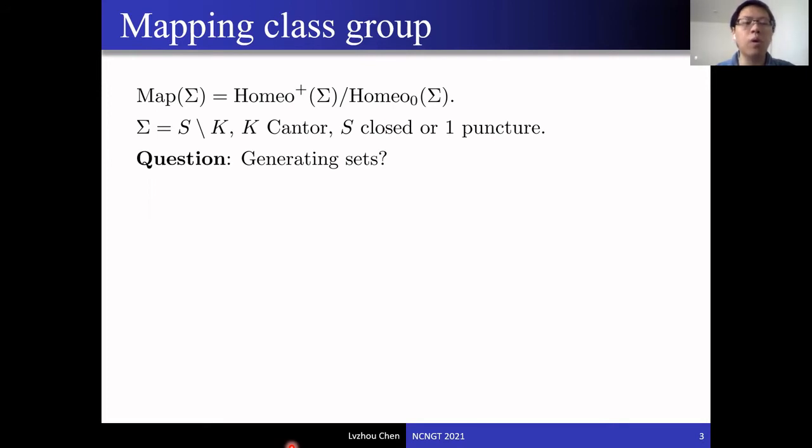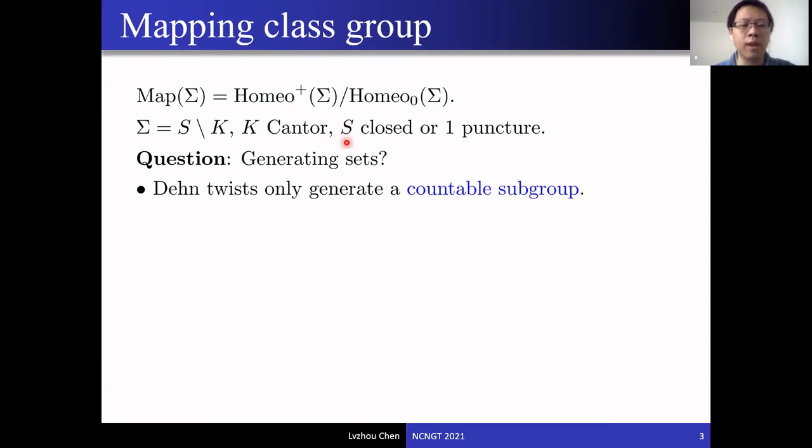For instance, what are some generating sets? For the ordinary mapping class group corresponding to the finite type surface S, we know it's generated by Dehn twists. However, on a big mapping class group, you will only get a countable subgroup this way because there are only countably many simple closed curves. However, the big mapping class group is uncountable, so Dehn twists are far from enough in this view.